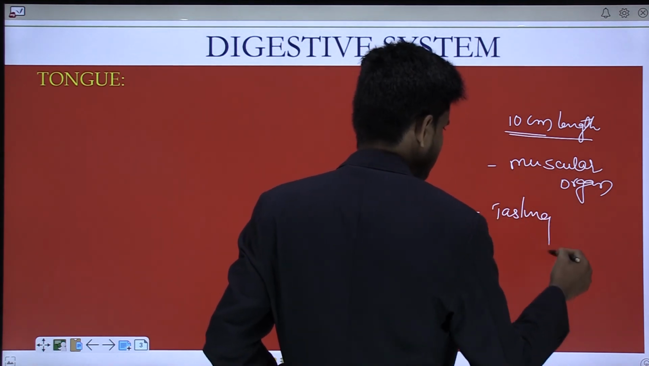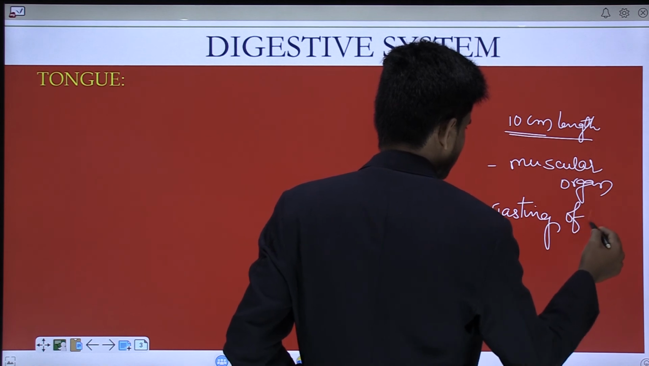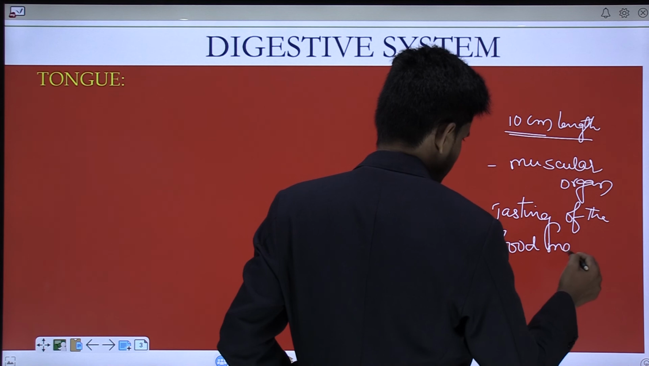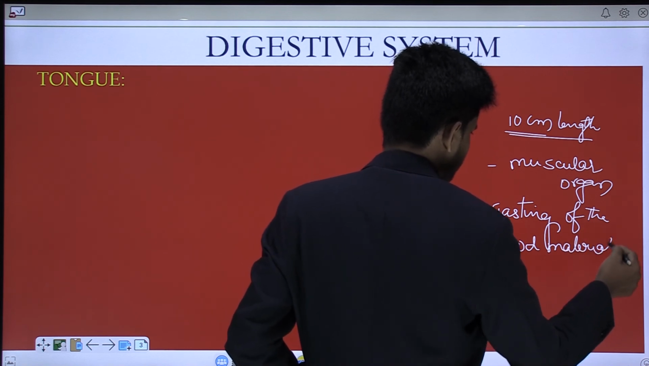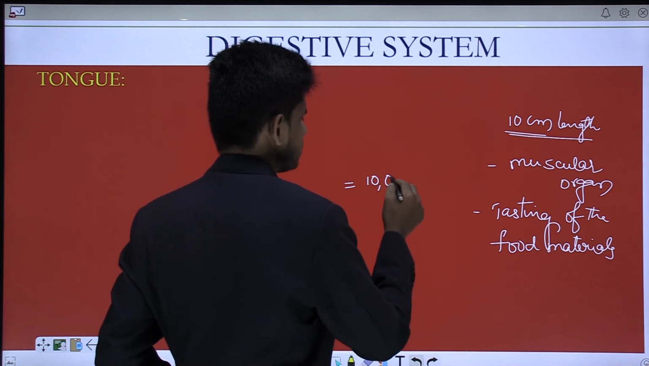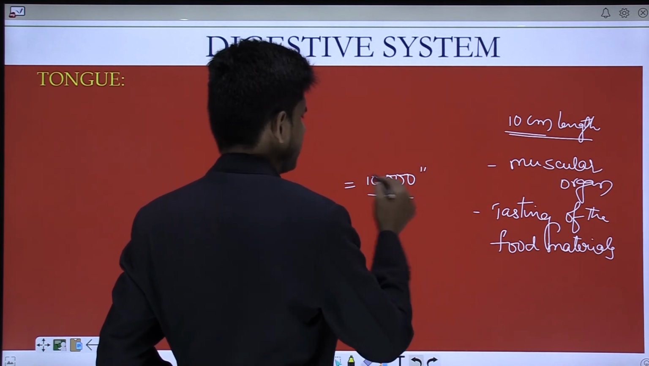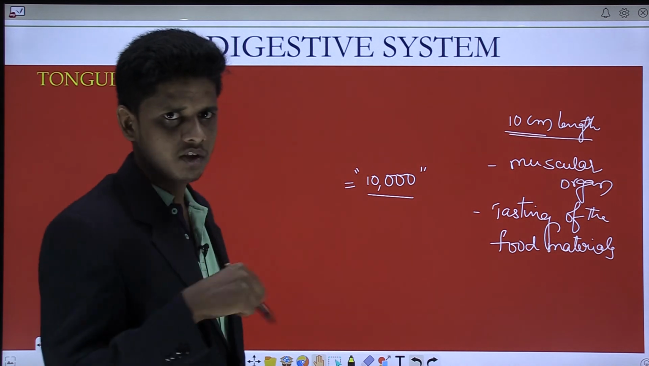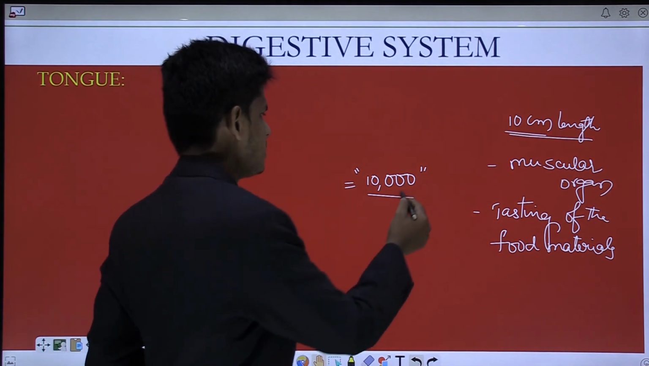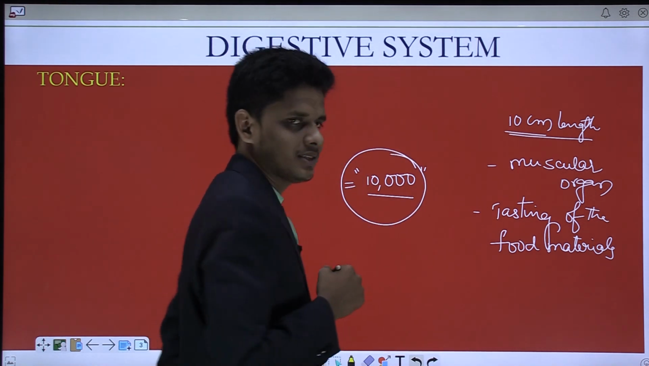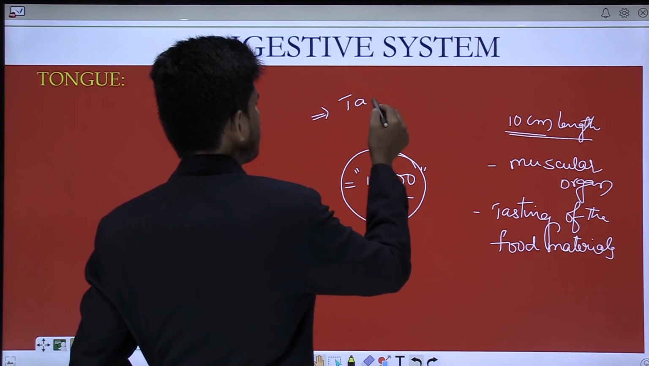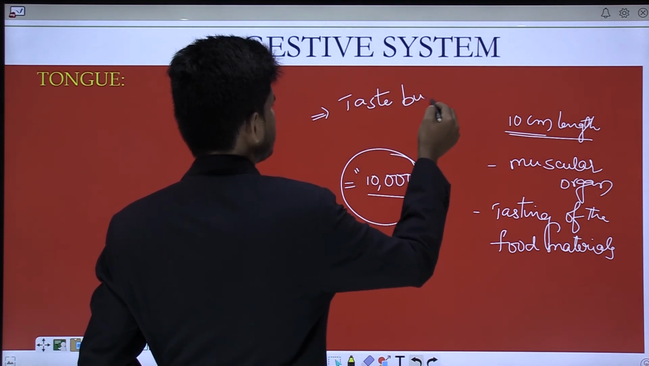The tongue has the capability to taste more than 10,000 tastes. And the taste of a food can be determined with the help of the taste buds.